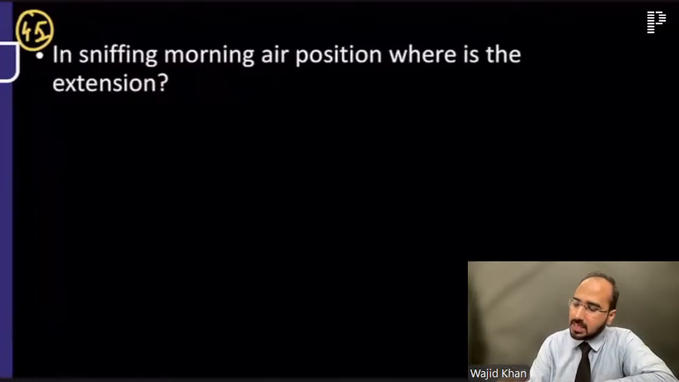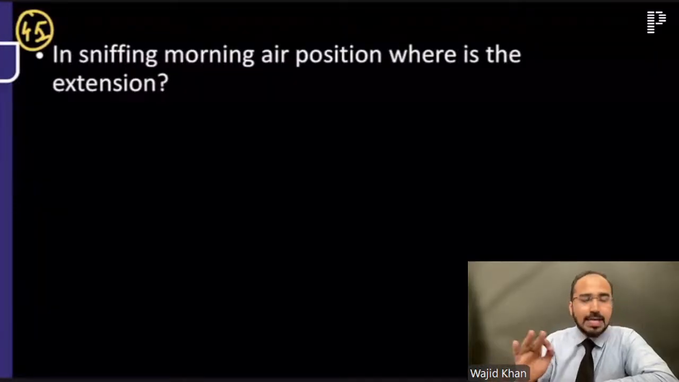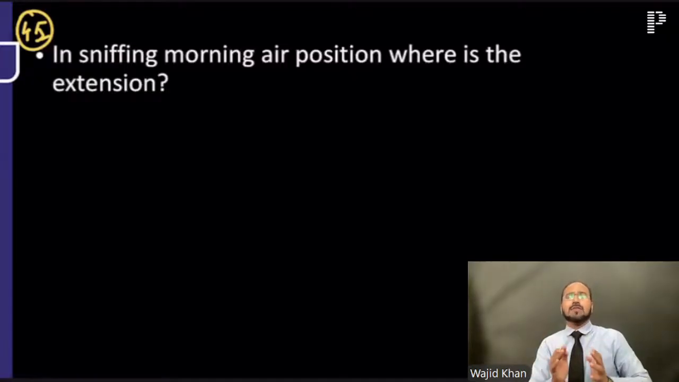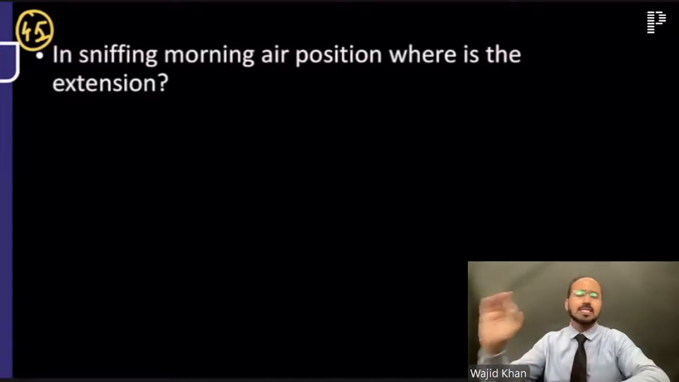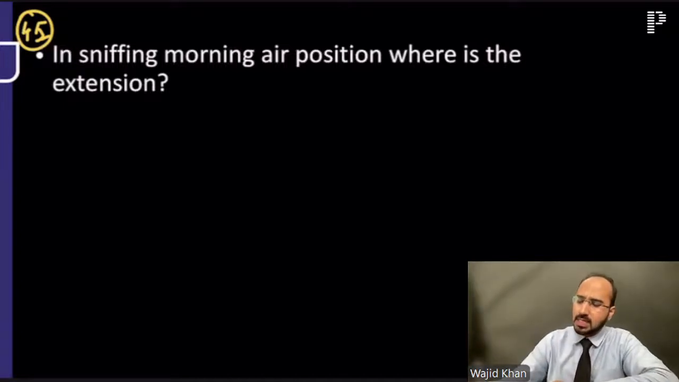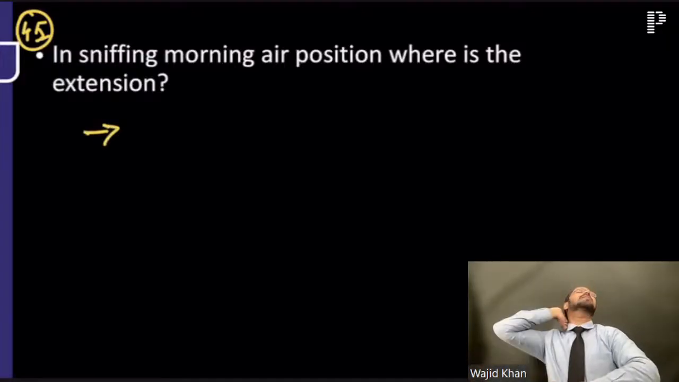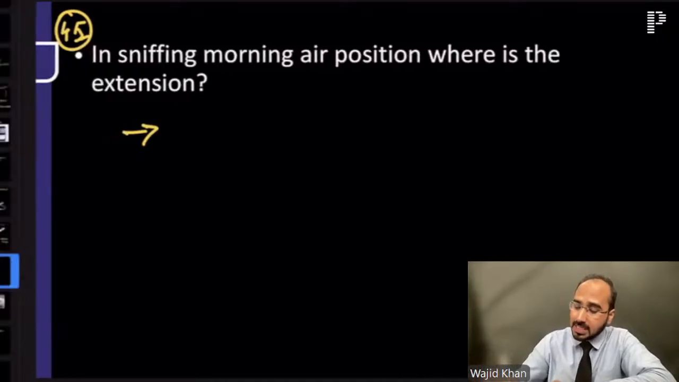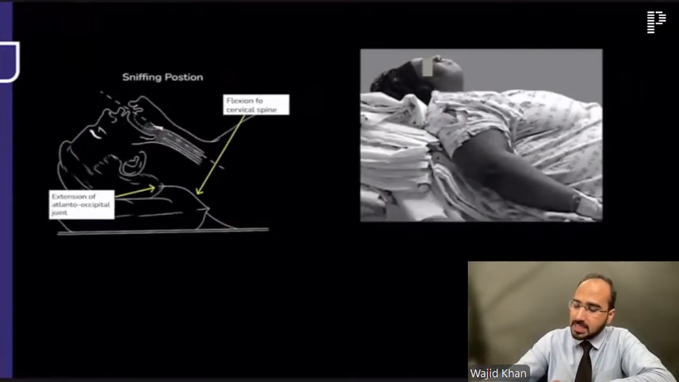Now, guys, for endotracheal intubation, you keep the patient in a sniffing morning air posture. What is the sniffing morning air posture? Where is the extension? Where is the flexion? Basically, he's asking where is the extension? Come on, guys. You give extension at the atlanto-occipital joint and flexion at the cervical spine. This is the sniffing morning air posture, guys.